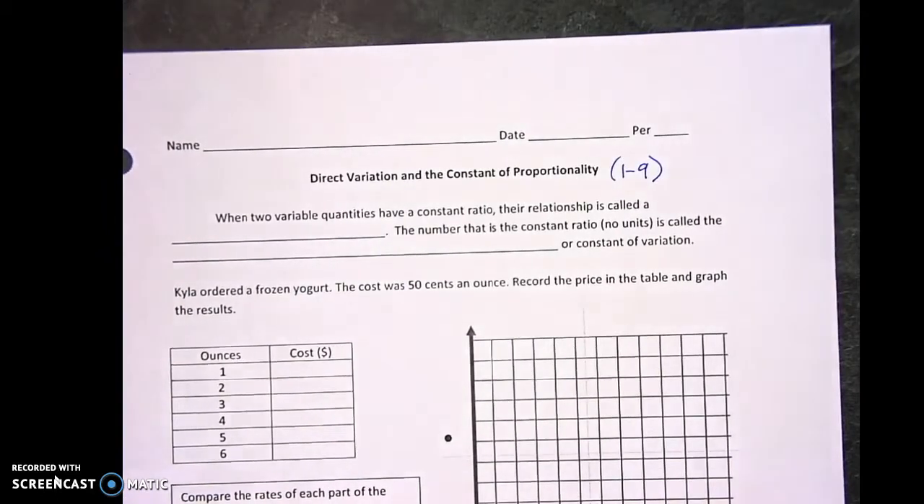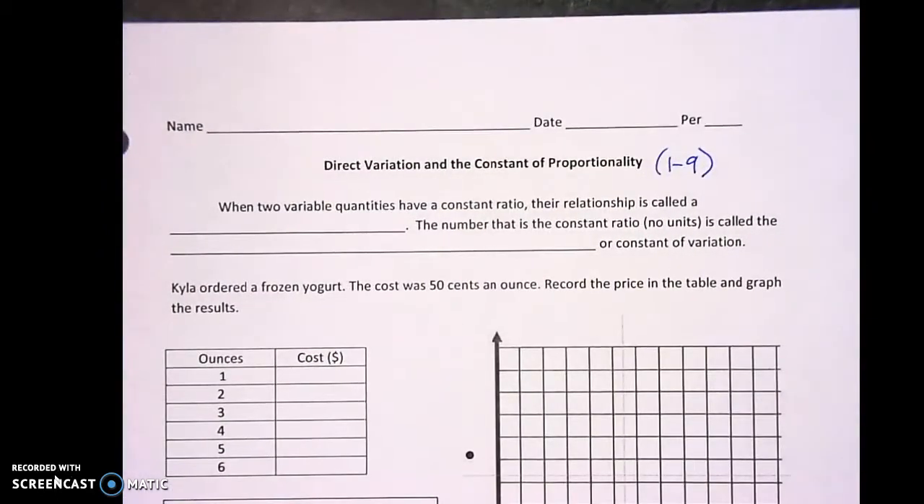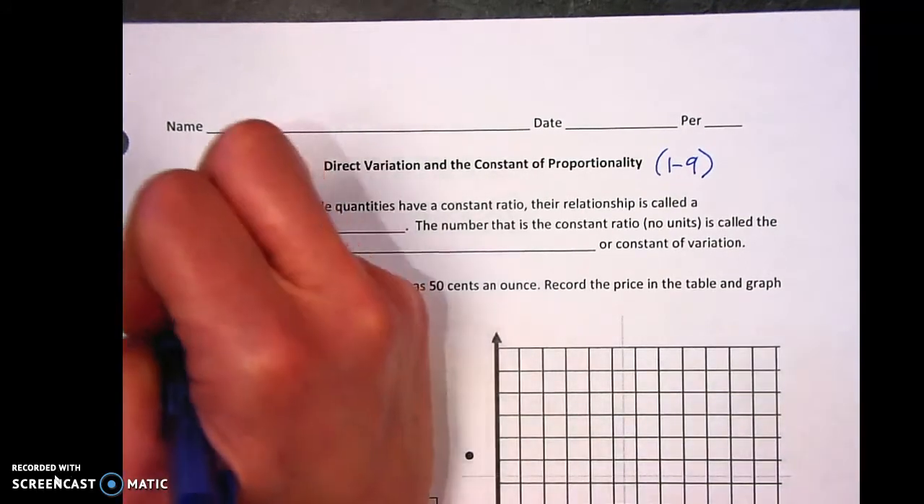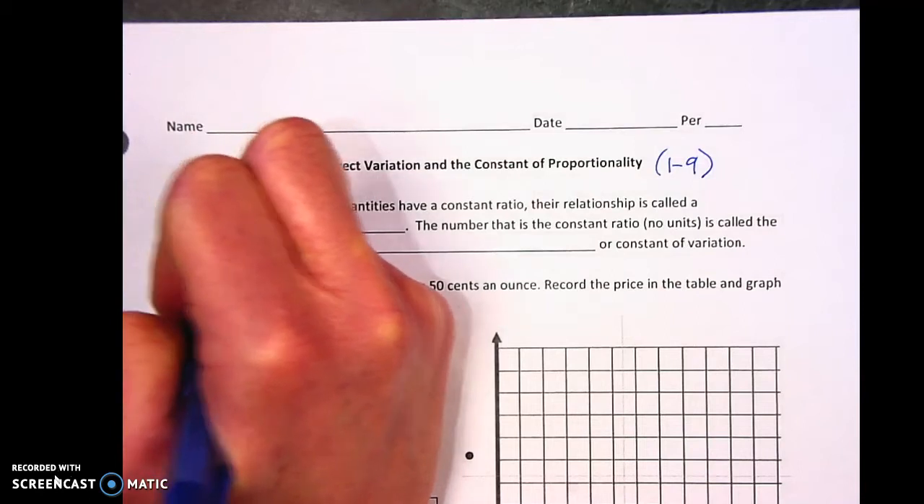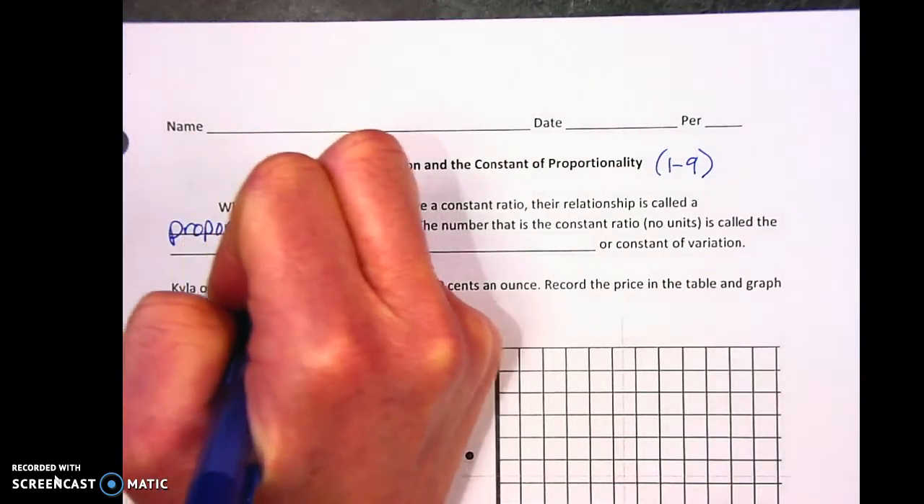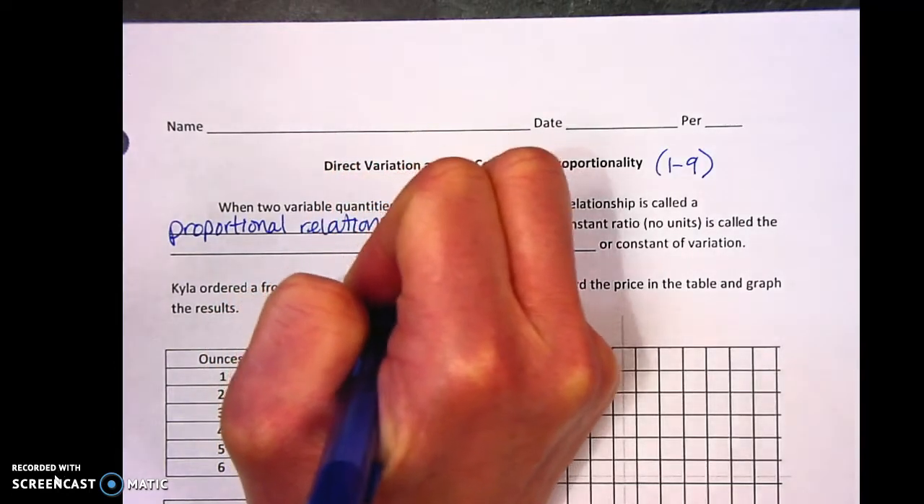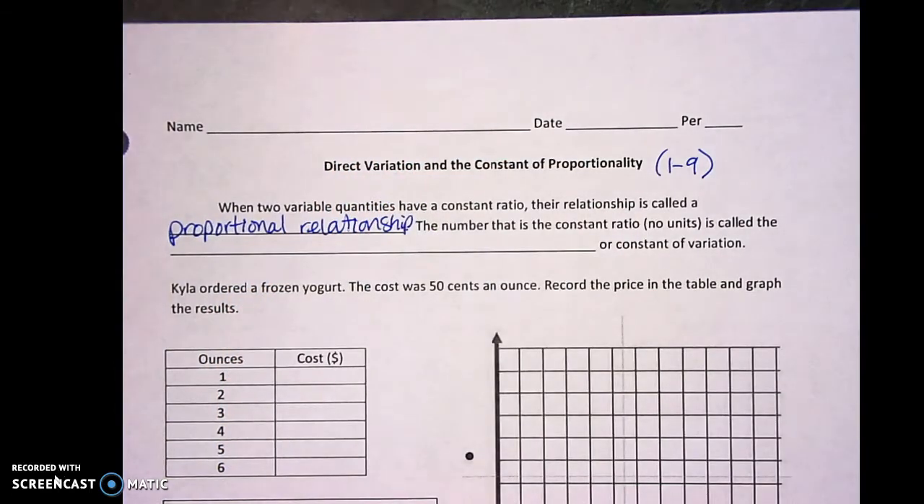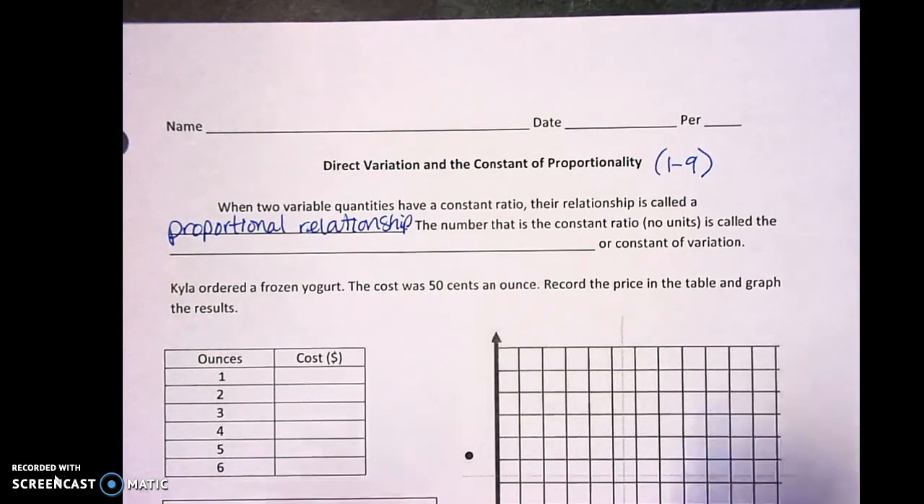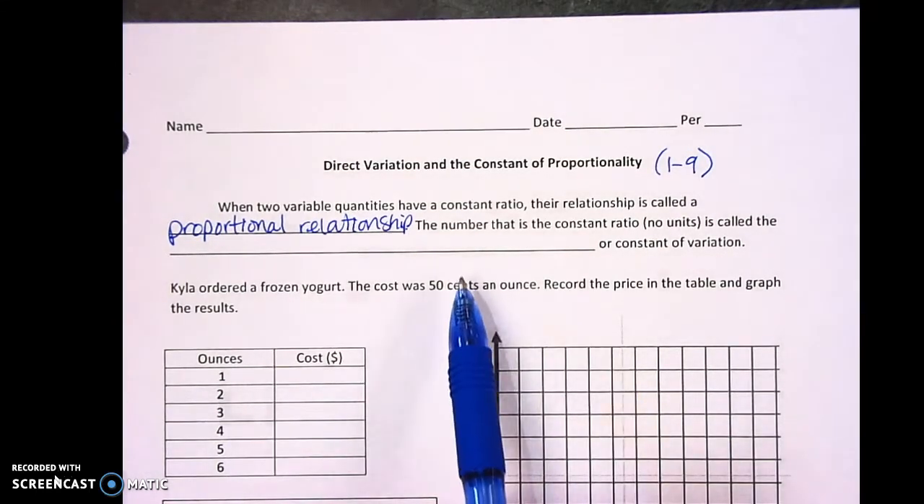All right, filling in these few blanks at the beginning. When two variable quantities have a constant ratio, their relationship is called a proportional relationship, what we've been talking about for a while. Proportional relationship. So we've been identifying proportional and non-proportional relationships. Some of this will be review, and some will be new.